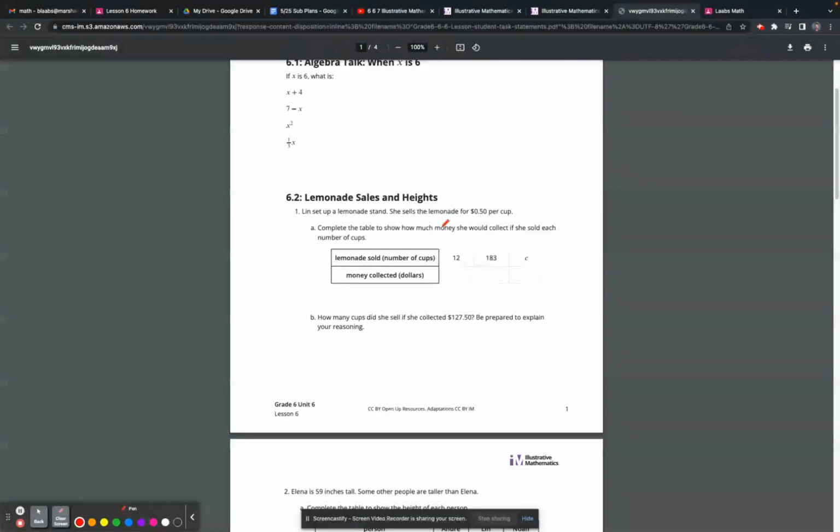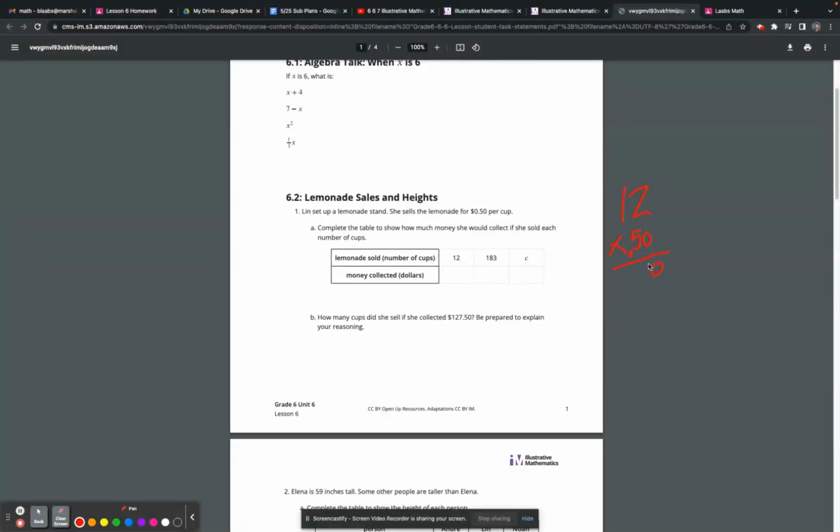So you have to identify that you would multiply the number of cups she sold by the amount that she is selling each cup for. So to figure out the total amount of money that she would get from selling 12 cups, you would have to do 12 times 50 cents. So I could set it up like that and go through.